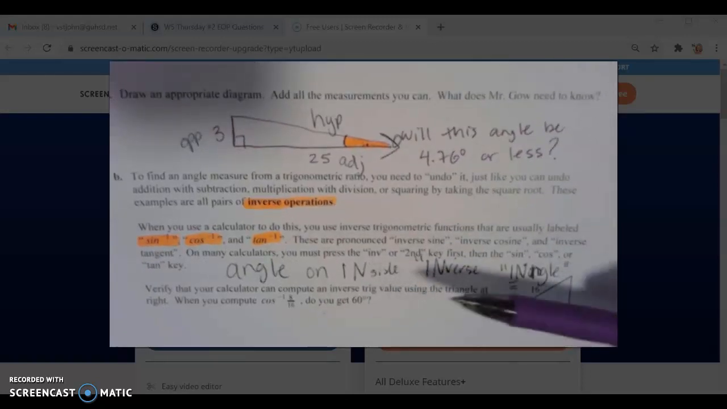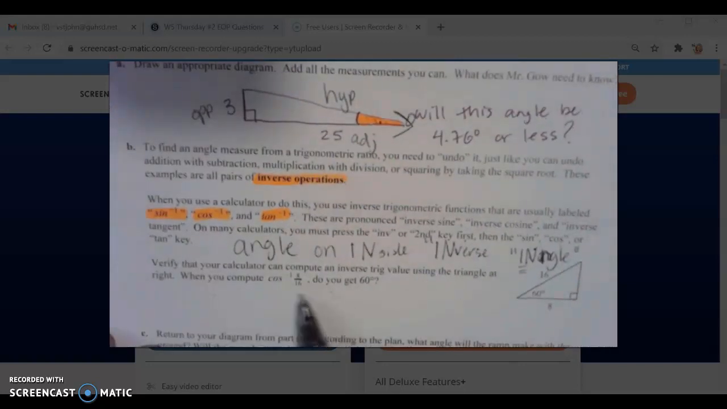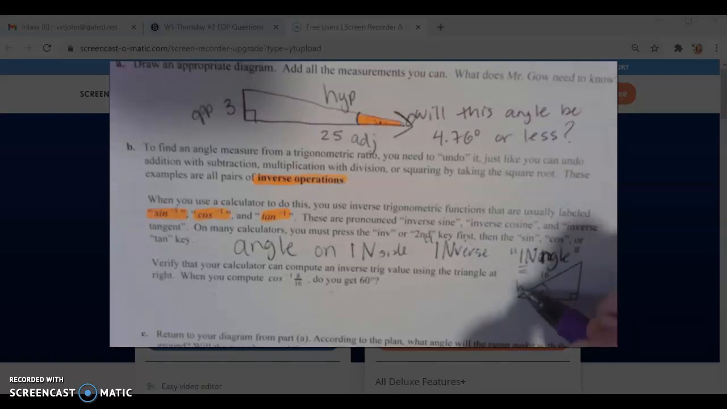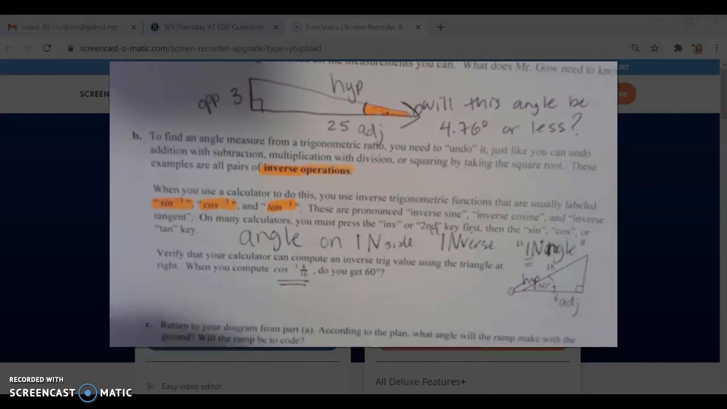So first we want to learn how to use the calculator. We're going to verify that cosine of, let's just label this. This is my hypotenuse. Here are my arms. This is adjacent. So cosine C is 8 over 16. But if I didn't know that that was 60 degrees, if I did inverse cosine of 8 over 16, I should get 60. And here's how you do that.